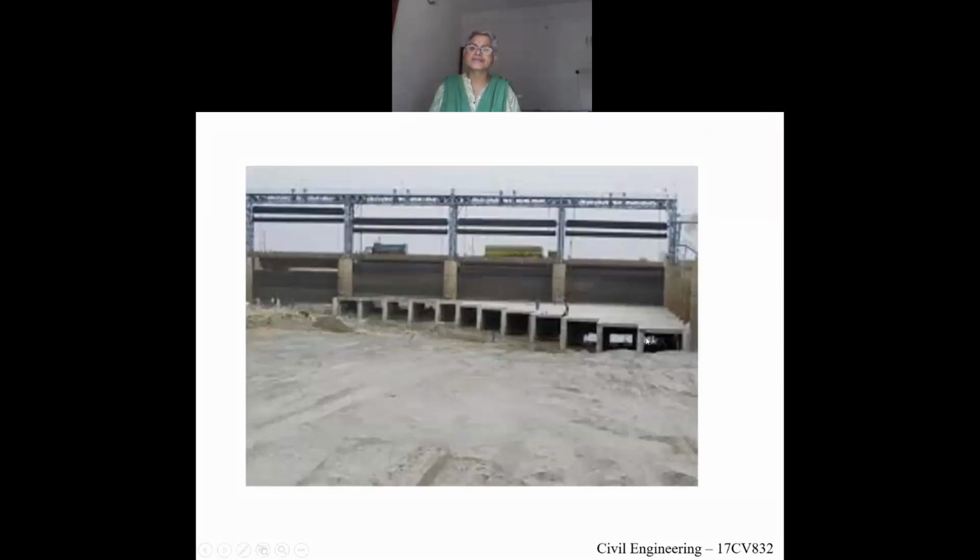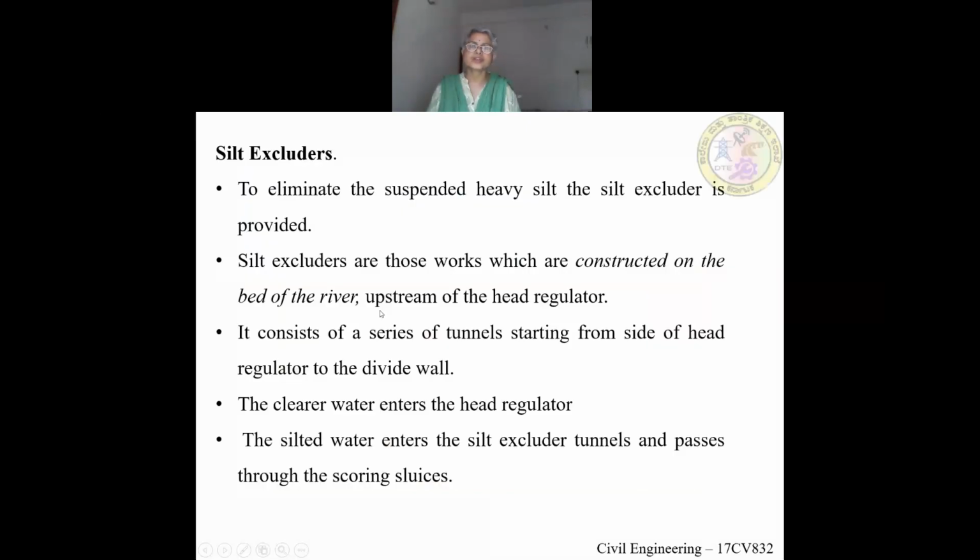And these are the silt excluders. These are in the form of tunnels, and this is the canal head regulator, you can see, and this is the divide wall, and it is built on the upstream side, and here the silt gets collected inside these tunnels, and the size goes on reducing towards the regulator. Okay, to eliminate the suspended heavy silt, a silt excluder is provided.